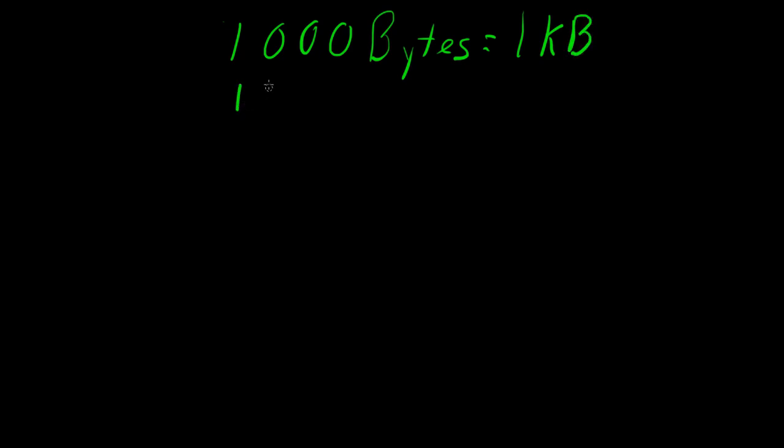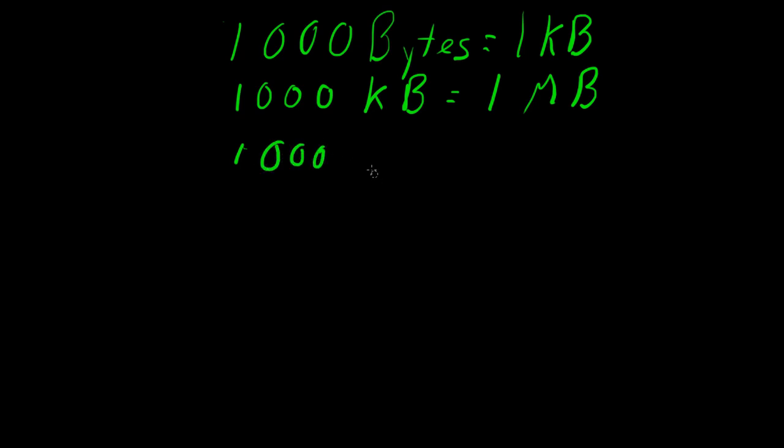So to access larger pieces of information in a computer, we're going to have to use larger units of measurement. And we use a metric system of measurements. So if we've got 1,000 bytes, that would equal 1 kilobyte. And 1,000 kilobytes would equal 1 megabyte. And that would be 1,000,000 bytes.